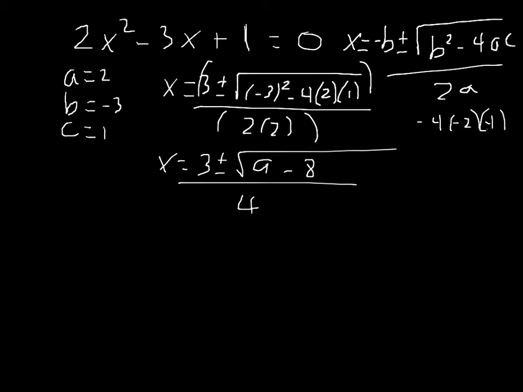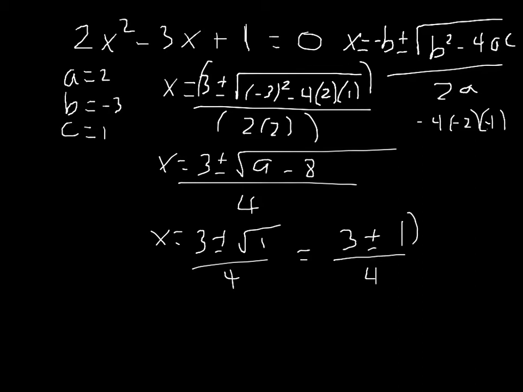We still need to simplify the numerator completely, so it's going to be 3 plus or minus the square root of 1, divided by 4. Once you simplify all of the pieces underneath the radical down to one number, then you just go ahead and take the square root, and the square root of 1 is 1. So now you have 3 plus or minus 1, divided by 4.